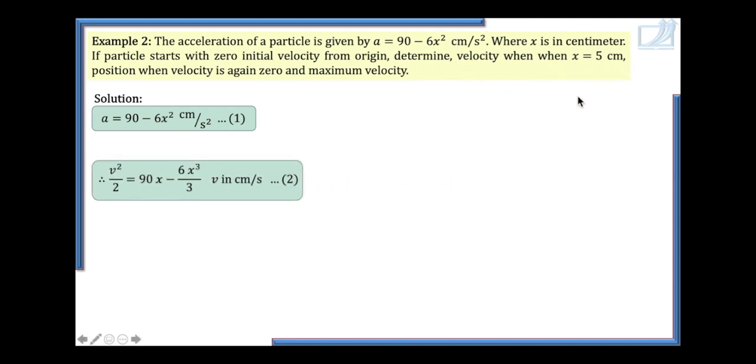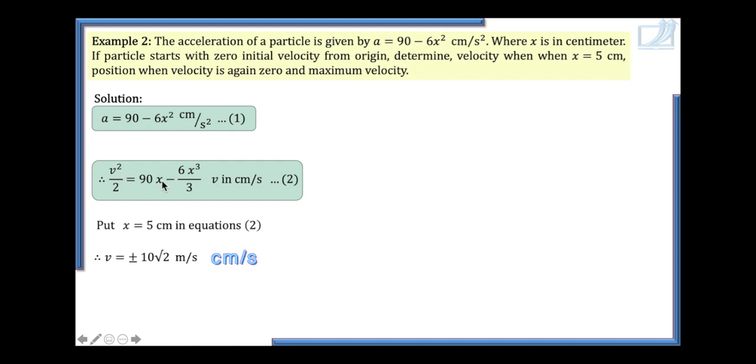Velocity when x is 5 centimeters. Simple. Put x is equal to 5 centimeters here. Now when you put x is equal to 5 centimeters here, you will get v squared equal to something. And therefore v is equal to root of that value, and you will get v is equal to plus minus 10 root 2. Try to understand what I said just now.